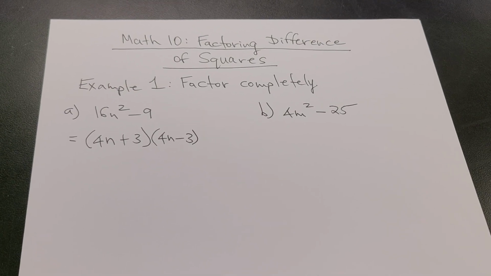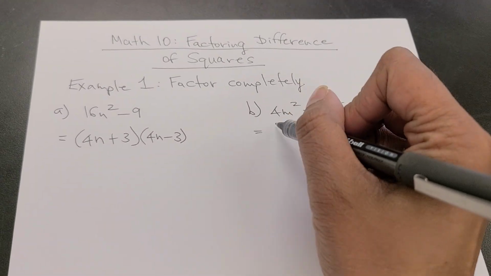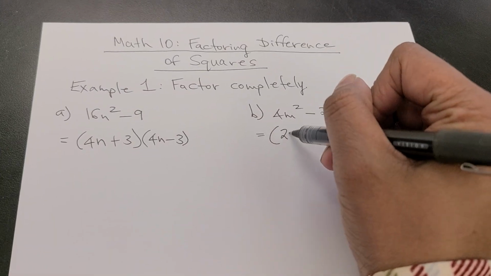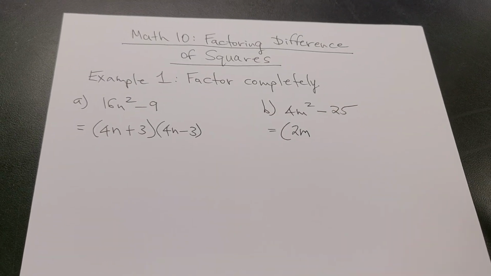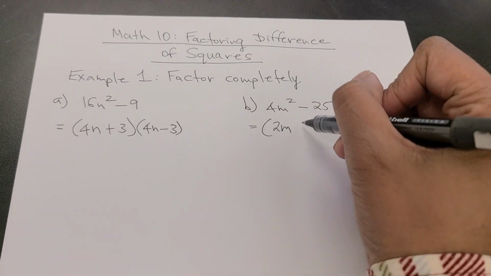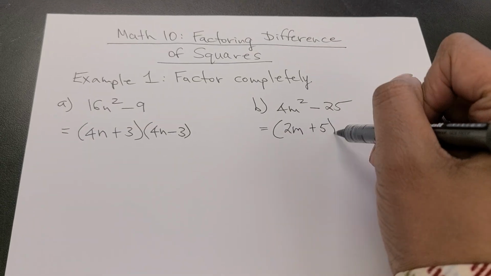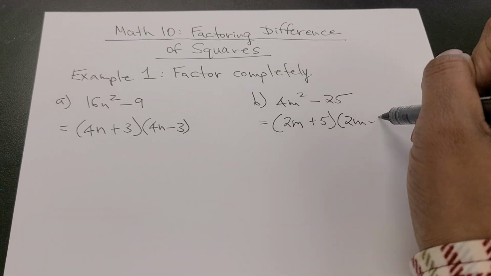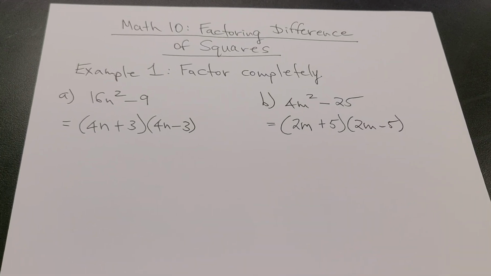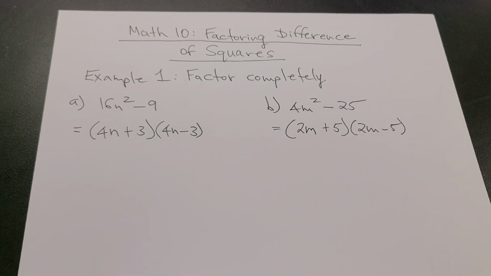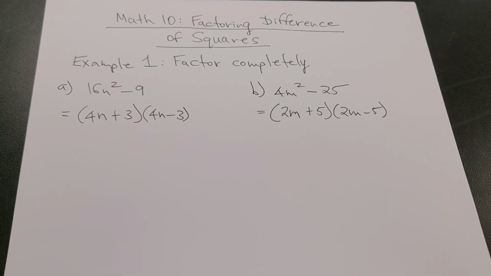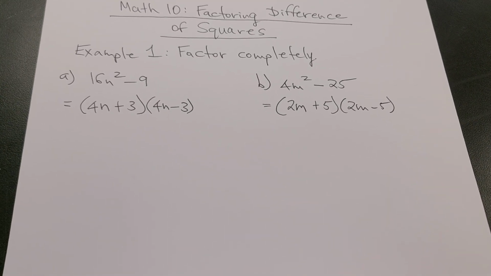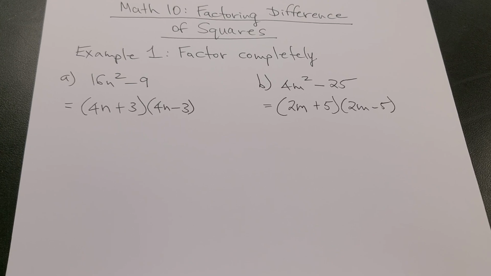B says 4m squared minus 25. I'm going to take the square root of 4m squared, which is 2m. Then you take the square root of 25, which is 5. So I'm going to do 2m plus 5 in one bracket, and 2m minus 5 in the second bracket. Do you see that? So of course, these are some simple difference of squares like expressions. Okay, so with that, let's move on to the next question.